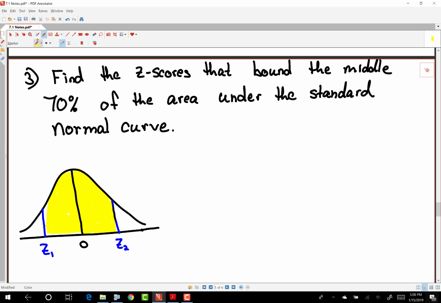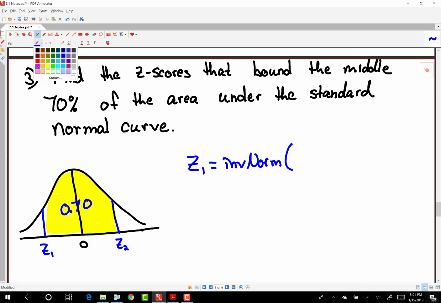So that area inside of there is 0.7. Okay, so to calculate, let's calculate Z1 first. To calculate Z1, we're going to do the inverse normal because we know the area. We're looking for the Z value of, now right here I'm going to need the area to the left.